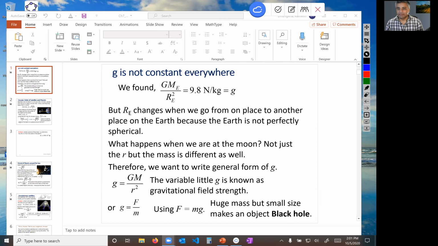Now let's go to the stars. Stars have really large mass. Yes, the radius is also large, but when we take account of both mass and radius, the value of g may be larger than here on the Earth. But a more interesting thing happens when these stars die.